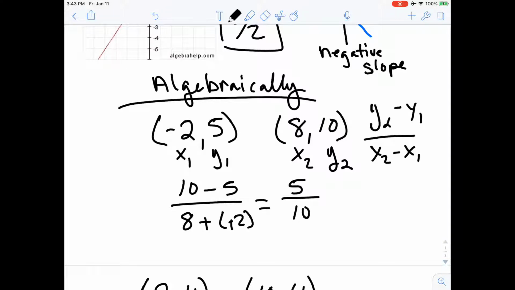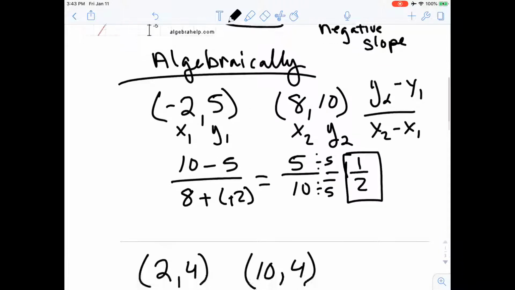A lot of my teachers will have you what's called simplify, right? So 5 over 10 reduces to 1/2. All I did was divide both top and bottom by the greatest common factor, which would be 5. And so you divide both top and bottom by that, and you get your simplified fraction, okay?